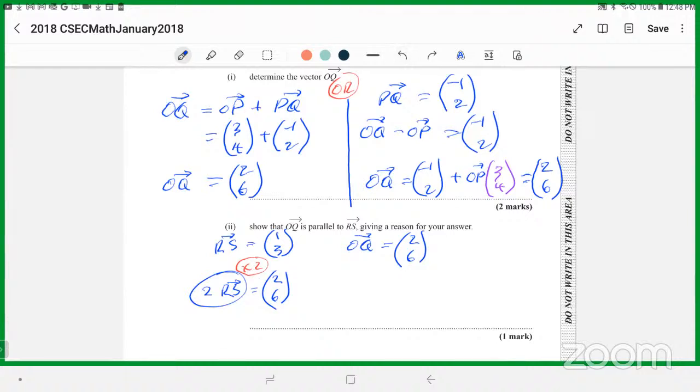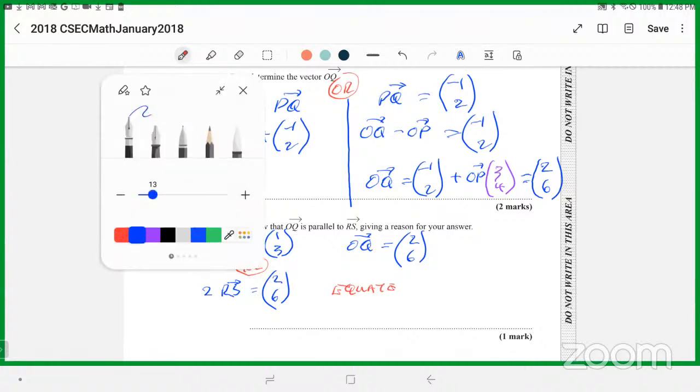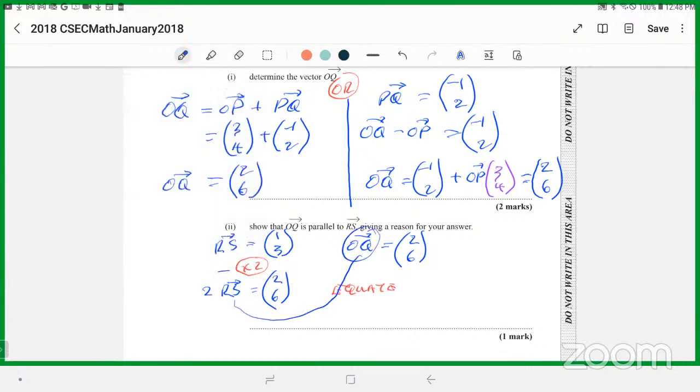So we can now equate. When we equate, we can write that the OQ equals the 2RS. The big one, which is OQ, equals 2 times the RS. That's what makes them parallel, because one vector equals a multiple of the next vector. When one vector is a multiple of the next, the vectors are parallel. And that's how it shows that they are parallel.